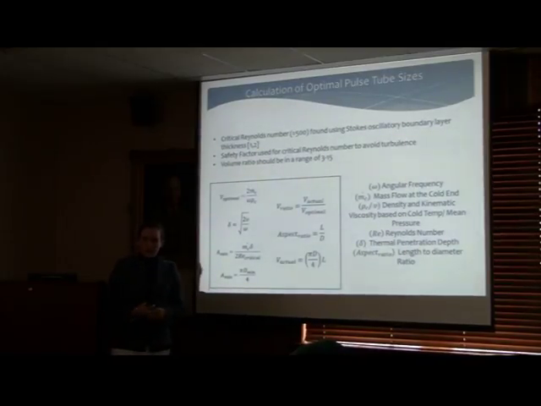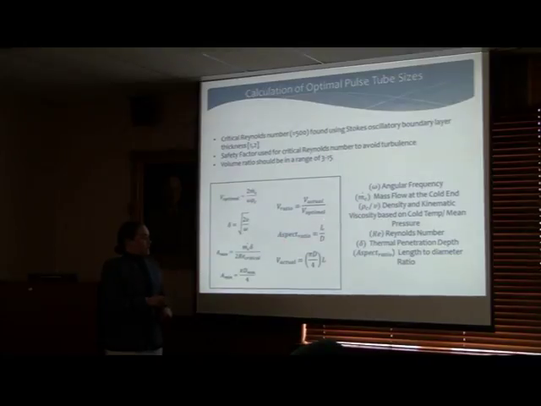So volume ratio, we want it to be between 3 and 15. It's a ratio between the optimal volume that we calculated and the actual volume of the pulse tube that we're going to model. So we want to make it a little bigger so that we can see what's happening inside the pulse tube. But obviously for space applications, we want it to be on the smaller side. So we chose a volume ratio of 5.